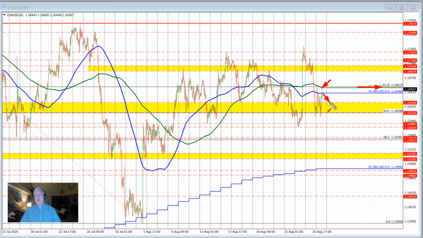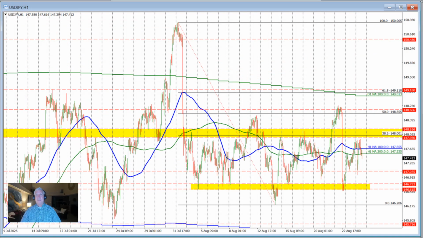Move below the 100-hour moving average, it gives the sellers more confidence. And then we still need to get below the 50% and stay below that level. Even though we've done it twice, yesterday and today, we still need to do it to show that the sellers mean more business. Absent that, it's a failed break, and we rotate back to the upside. So this is a key level. We'll see how it plays out in trading today. Get above it, it's more bullish. Stay below it, it's more bearish.